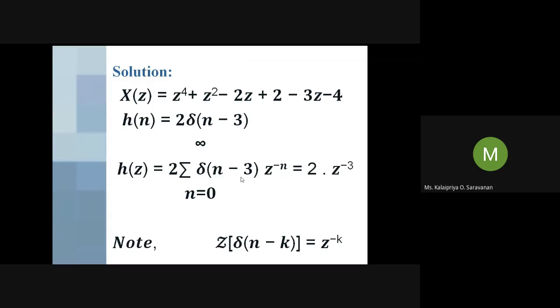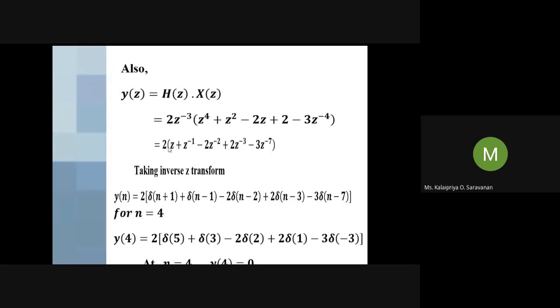So the point is that you have z power, you have z, so z power is plus 1. So del of n plus 1. This is z inverse. Z power is minus 1. So del of n minus k. Here you have z power minus k. Z power minus 2. So del of n minus k. Del of n minus 2. Again you have z power minus k. Z power minus 3. So that becomes del of n minus k. Del of n minus 3. So similarly, z power minus 7 has become del of n minus 7.